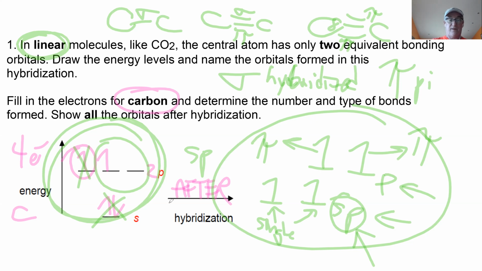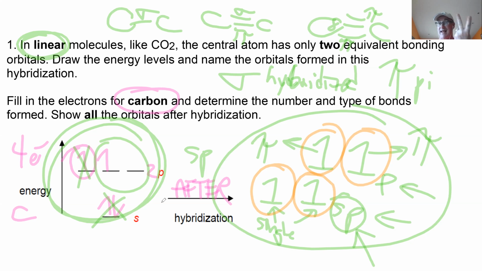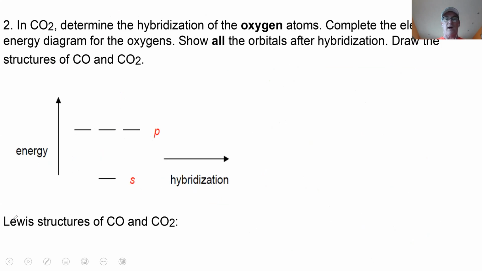Okay, carbon will give you 2 electrons in sp orbitals and 2 electrons in p orbitals. That's necessary for carbon because it has 2 regions of electron density around it, sp. But that's going to be different for oxygen. So let's do oxygen this time.